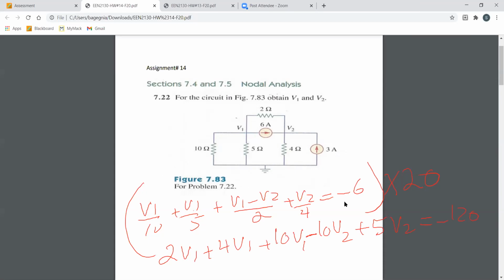Okay, collect all the similar terms. We have 4V1, 10V1, and 2V1, so that will be 16 V1. And then we have 5 V2 and negative 10 V2, so it will be minus 5 V2, since minus 10 plus 5 is minus 5, equals negative 120.